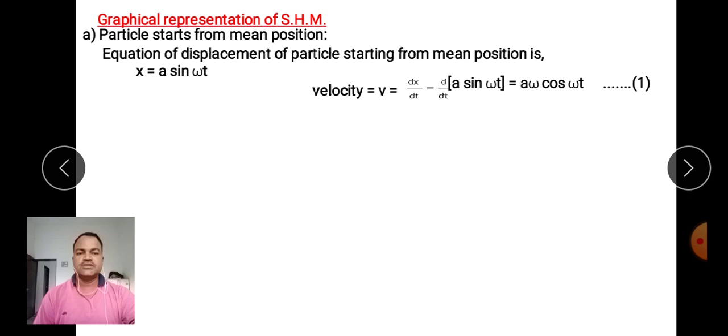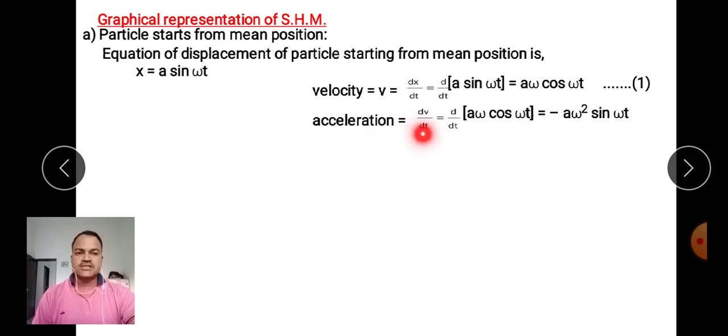but velocity is nothing but the rate of change of displacement, dx upon dt. By using the value of x in dx upon dt, in this equation a remains constant, so we cannot take the derivative of a. The remaining derivative of sin omega t is cos omega t into omega. So the formula for velocity is v is equal to a omega cos omega t.